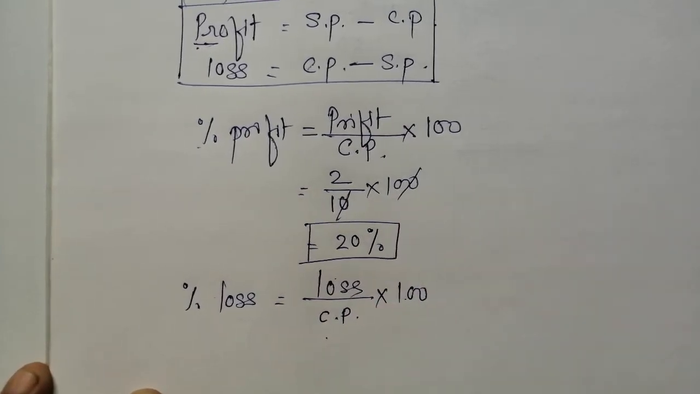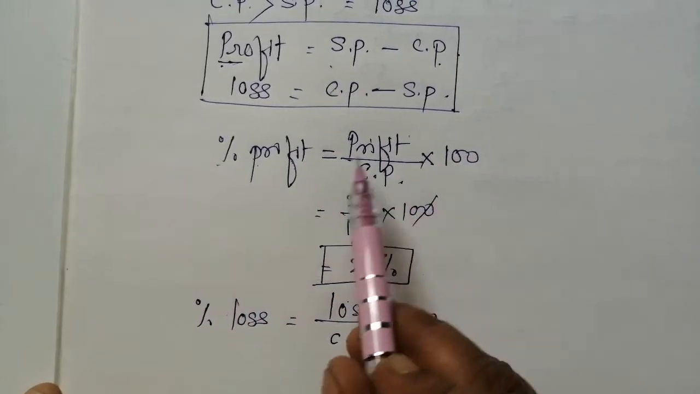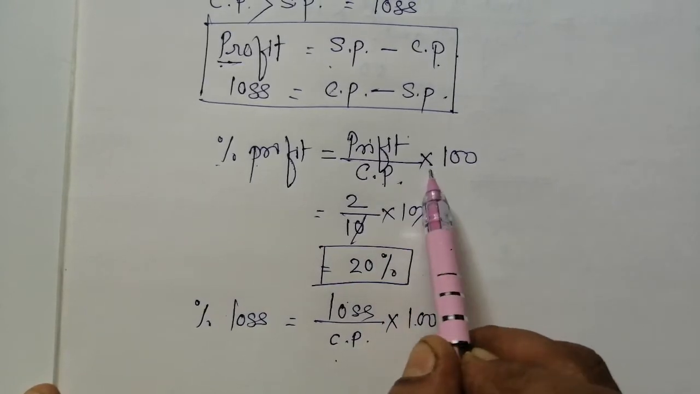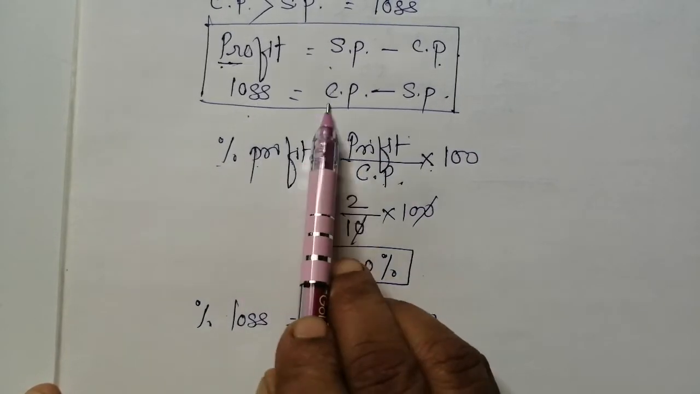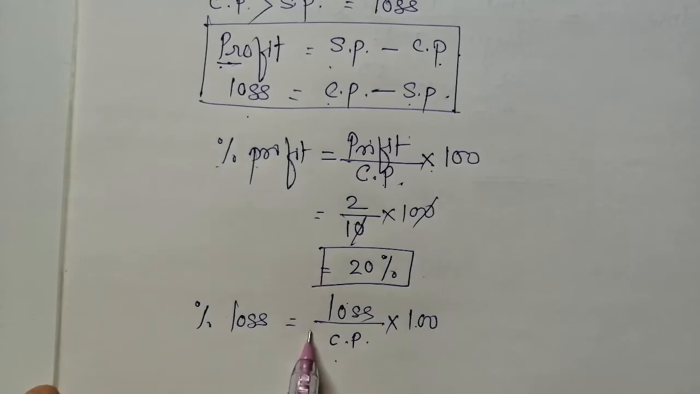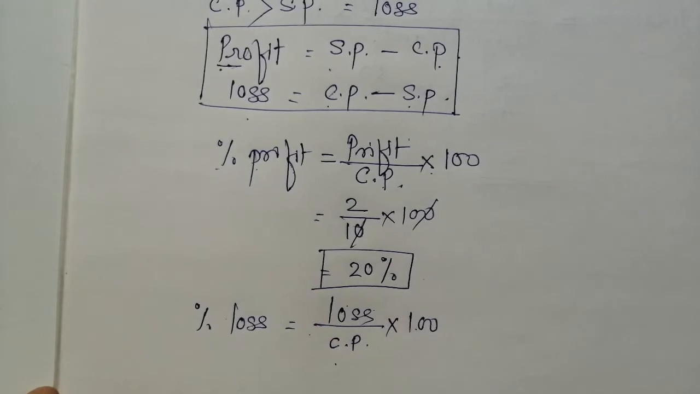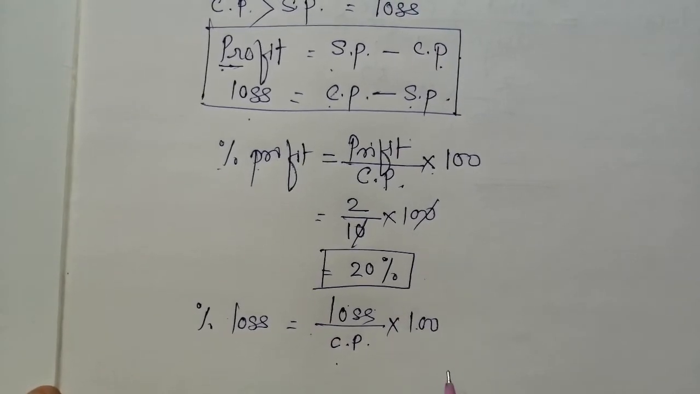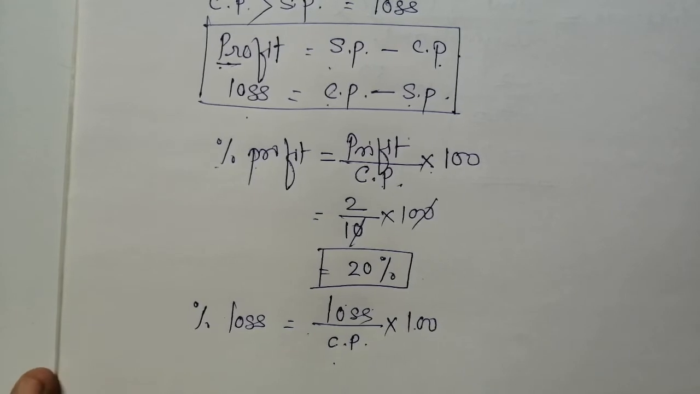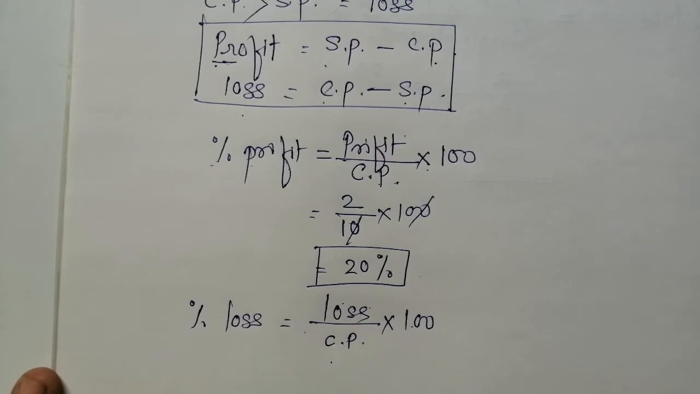For profit, selling price minus cost price, and percentage profit is equal to profit divided by cost price multiplied by 100. In the same way for loss, cost price minus selling price, and percentage loss is equal to loss divided by cost price multiplied by 100. These are the basic formulas through which you will be able to find the percentage profit and percentage loss. In the same way, we will be able to find the increase and decrease percentage of profit and loss also.